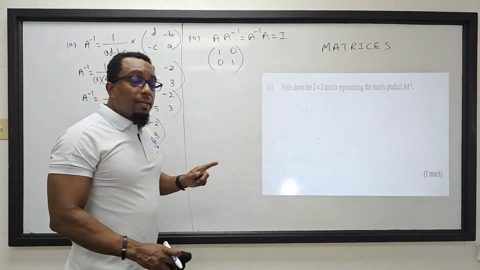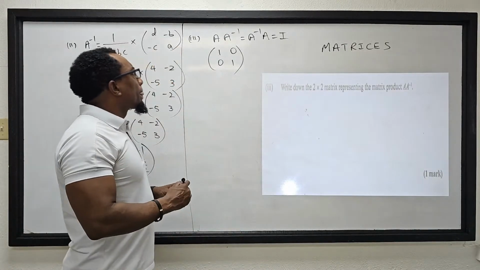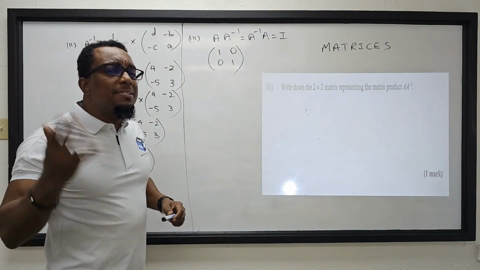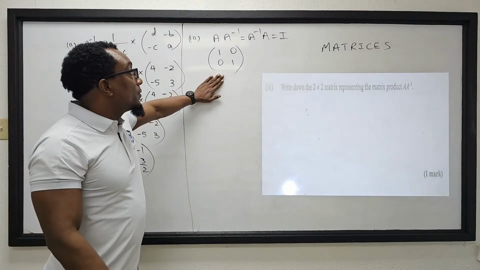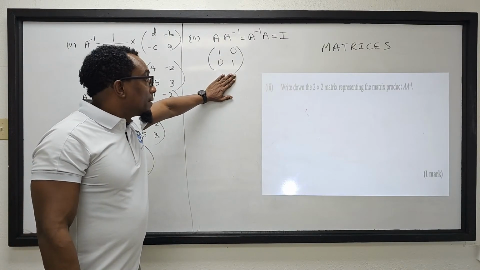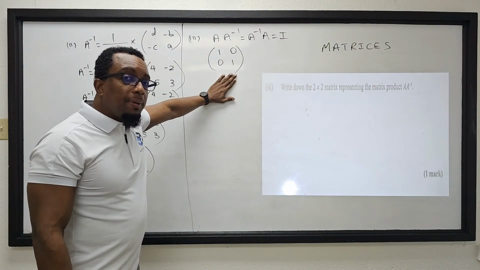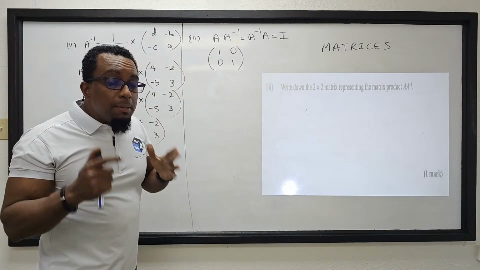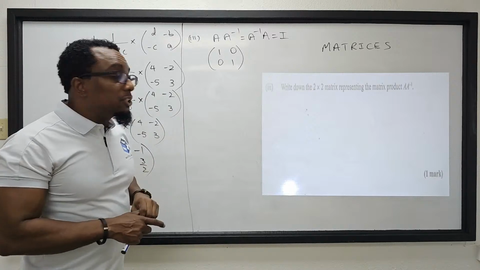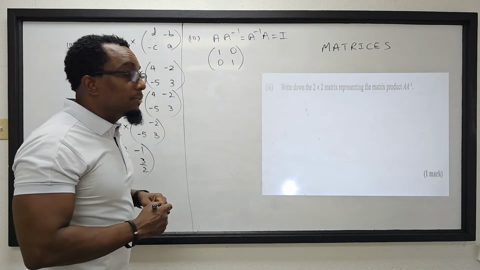It's just one mark, they just want you to state the result. But I want to actually multiply them so you can see that when you multiply a matrix by its inverse, you're going to get that. And this is all you have to write for your answer. But let's just prove by multiplying them that you're going to get this. Sometimes the question asks you to multiply them to get that. So let's make sure we can multiply to get that as the result.